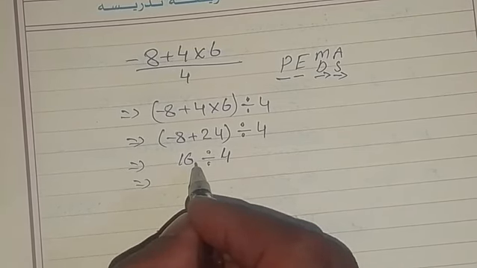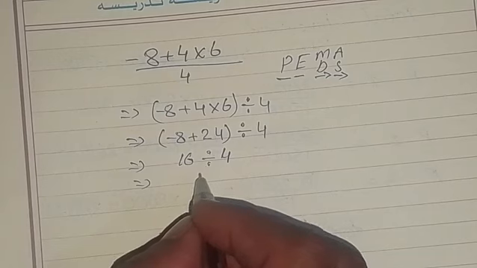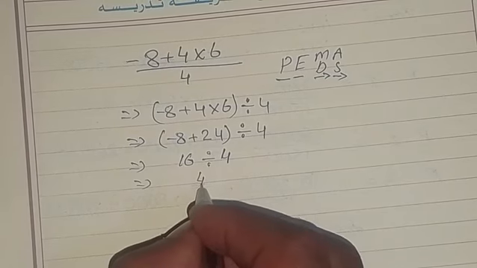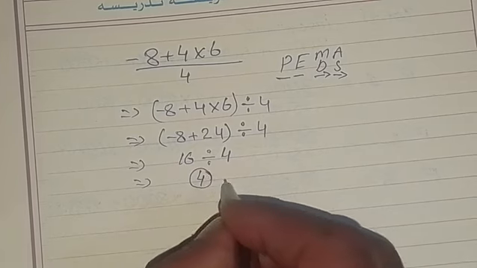Now 16 divided by 4 gives us 4. So the final answer is 4.